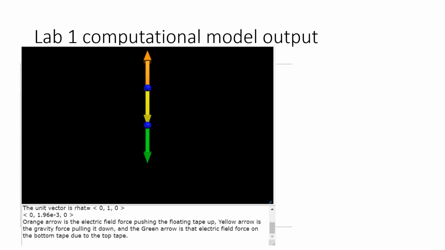And this is the computational model output from Lab 1, and as it can be seen, there's only three vectors shown, the green arrow being the electric field force on the bottom tape due to the top tape. The yellow arrow is the gravitational force pulling down the top tape, and the orange arrow is the electric field force on the bottom tape pushing the top tape up. We modeled everything as having single point charges in the center of the tapes rather than how we're modeling it in this lab, which is a line of multiple point charges on the top tape and the bottom tape.